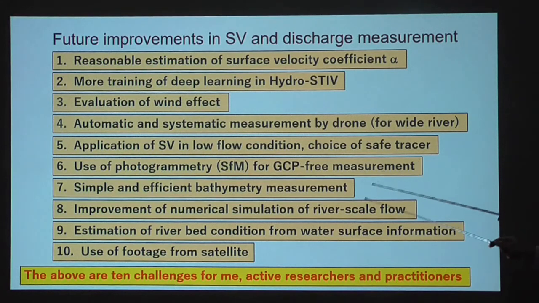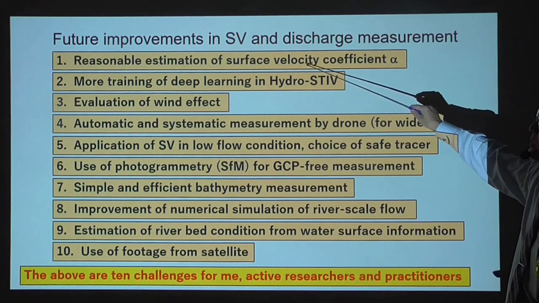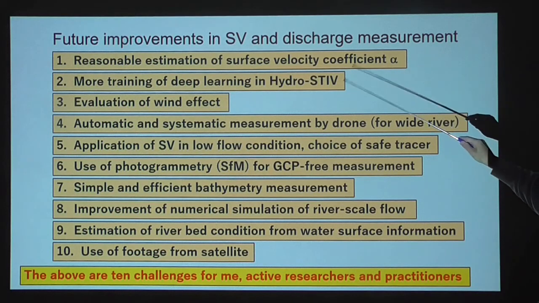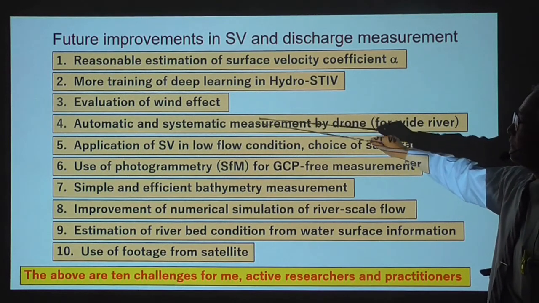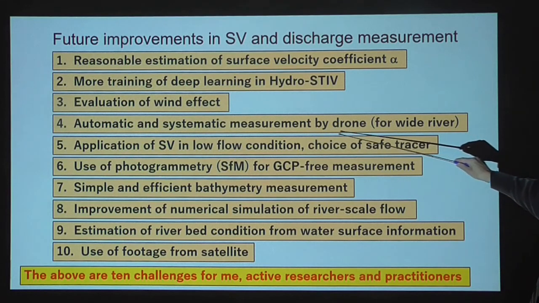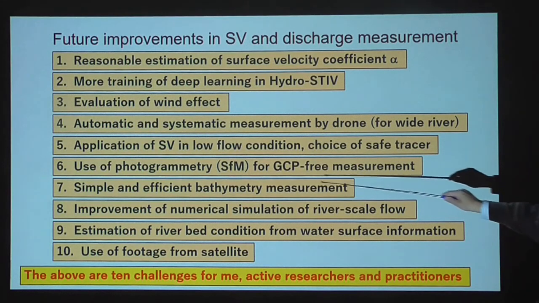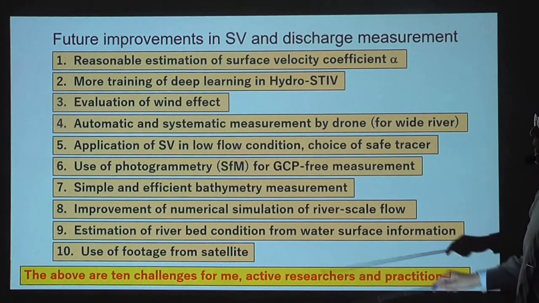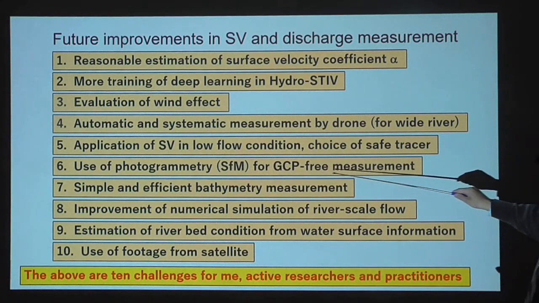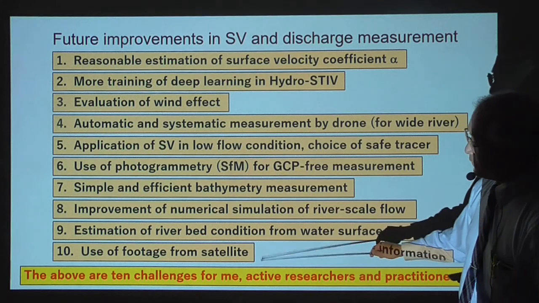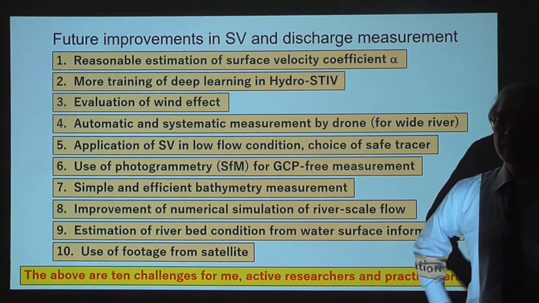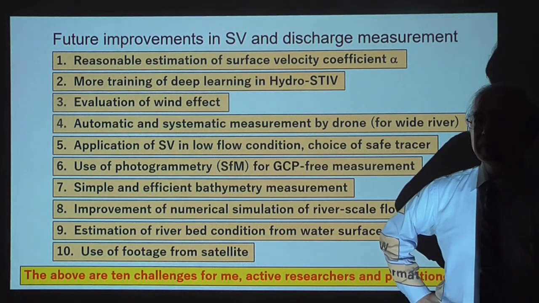Maybe one of the most important things is reasonable estimation of the surface velocity coefficient alpha, and evaluation of wind effect, or automatic measurement systems by drone or something like this. And some researchers have already done it, but the use of photogrammetry for GCP-free measurement, without ground control points, is also a very useful technique in the near future. And finally, the usage of footage from satellites is a rather promising technique to cover wide areas in the world.